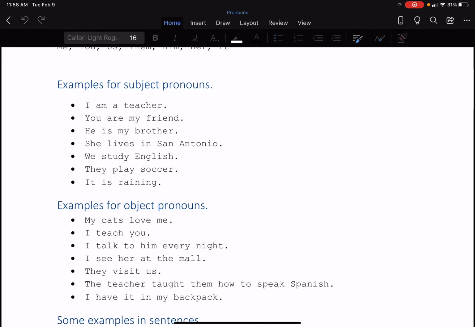We is my subject. We study English. They visit us. Us is my object. They is my subject. It comes before the verb, and it's they who are doing something. They play. And then them is my object. The teacher taught them. And I cannot say the teacher taught they. After the verb, it has to be them.